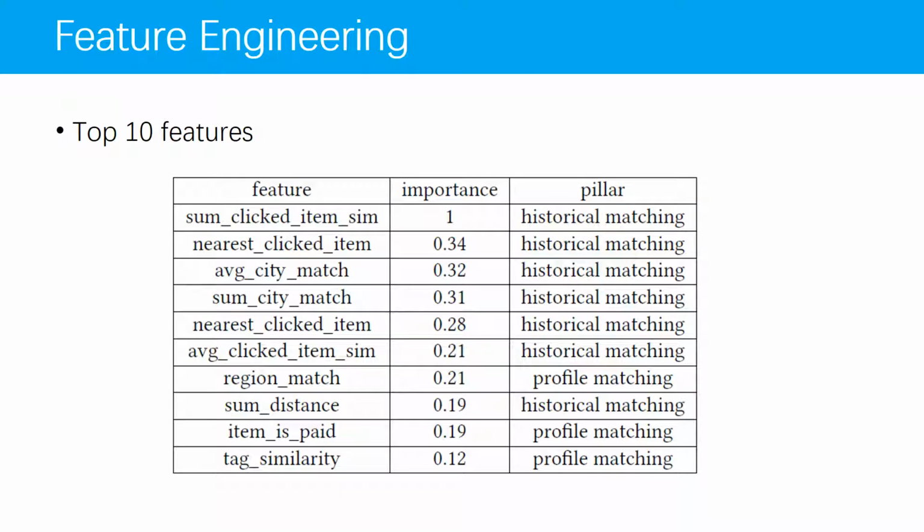This table lists the top 10 most important features from gradient boosting decision trees. Most of them come from the historical matching pillar.